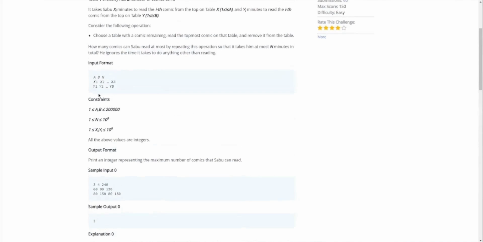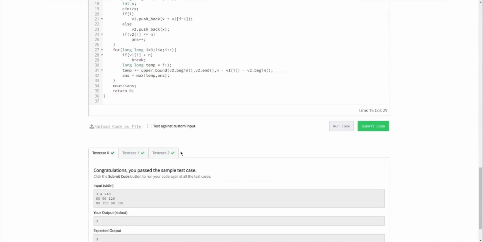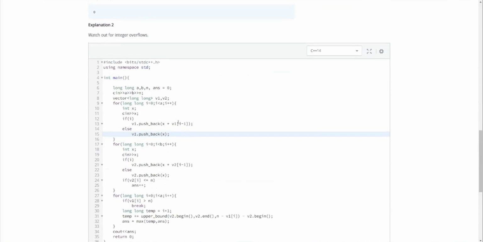So here you can see the 0th index would be containing the 60th value. The first index would be containing 60 plus 90, and the second index would be containing the value of 60 plus 90 plus 120. So we would be having the summation of all the time taken on each index within the vector. So that's how we are using the vector here. Now you have the idea of why we are using the vector here, right?